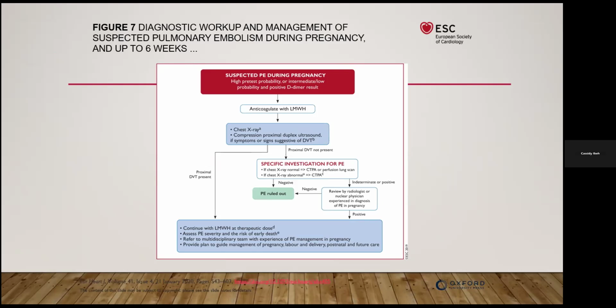They may have a low risk in terms of the radiation dose, which may not be enough to cause any fetal mortality. However, I actually use compression proximal Doppler ultrasound if symptoms or signs are suggestive of DVT. Now, if proximal DVT is present, they want to continue with low molecular weight heparin for this patient, and then you assess the PE severity and the risk of early death. Early referral is also very important. Then, if proximal DVT is not present, you may want to carry out further investigations to either rule out or classify this patient, whereby you want to further review the result of the images with a radiologist for proper diagnosis. Then, if it's positive, you also want to go ahead to treat this patient.